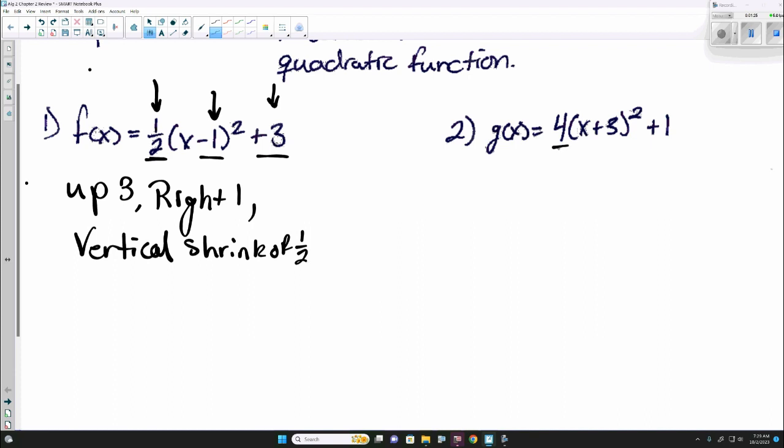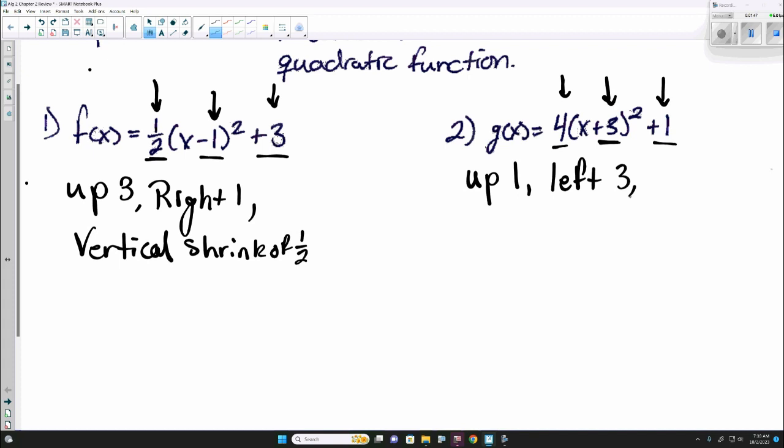Now if we look at number 2, again we have 3 transformations. The 4, the plus 3, and the plus 1. Now the plus 1 tells us it's up or down. And since it's positive, it's going to move up 1. If it had been minus 1, it would have been down 1. The plus 3 on the inside tells us it's a left or right transformation. Opposite of what we think would be left 3.